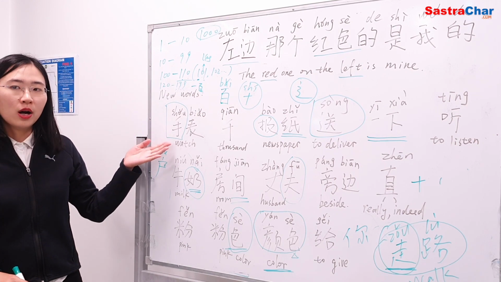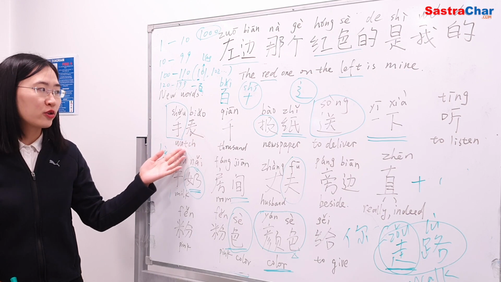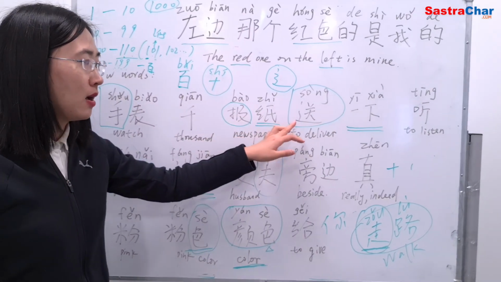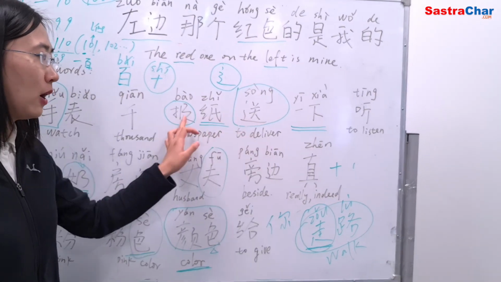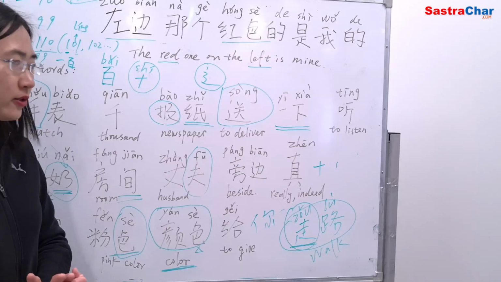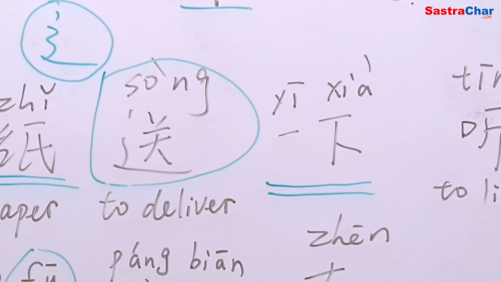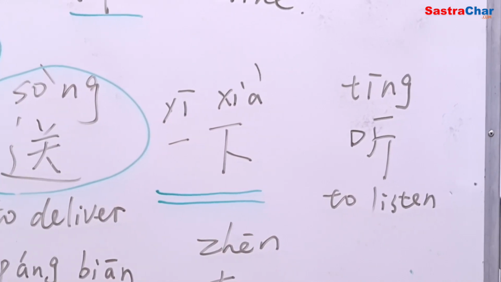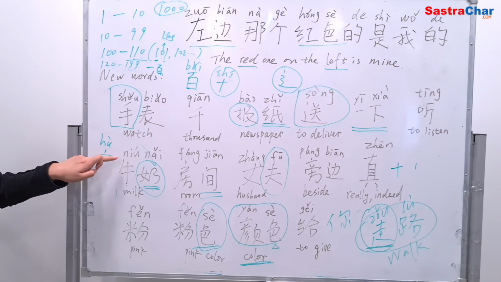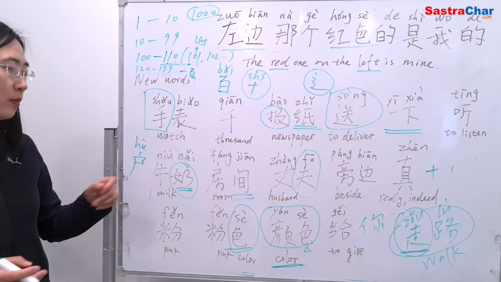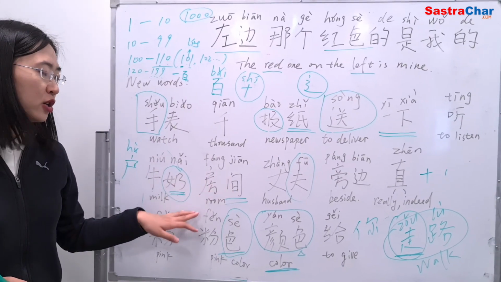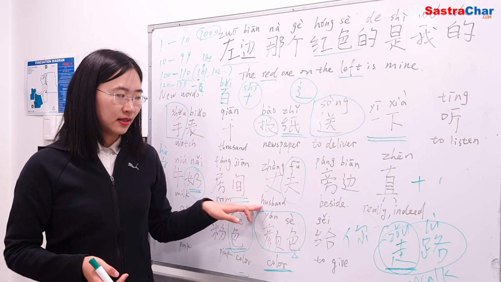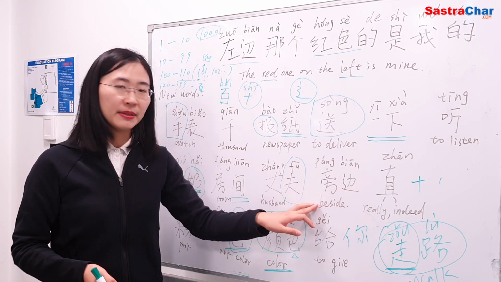Follow me. 手表, watch. 千, 1000. 报纸, newspaper. 送, to deliver. 送报纸, to deliver newspapers. 一下, it indicates a short action or an attempt to do something. 听, to listen. 牛奶, milk, it's cow milk. 房间, room. 丈夫, husband. 旁边, beside or near.